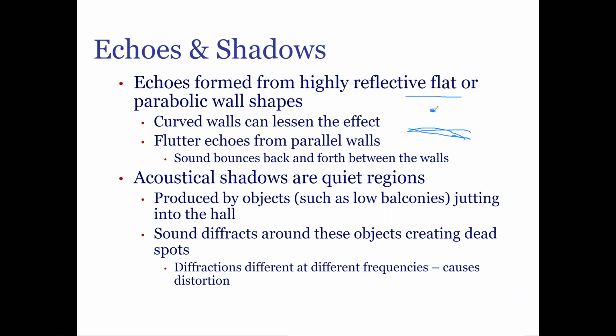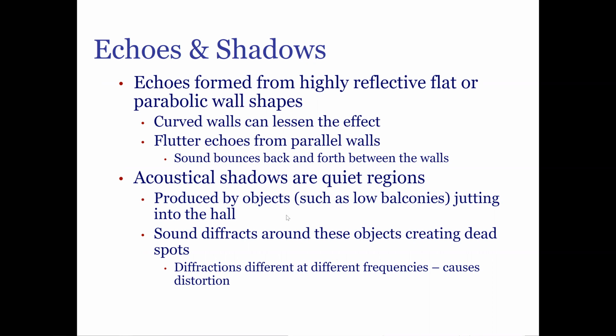If the sound comes and it hits this line here, it's going to bounce this way instead of straight back. So what we want to do to clear out our echoes is basically just make walls that are not parallel, or walls that are not parabolic to begin with.